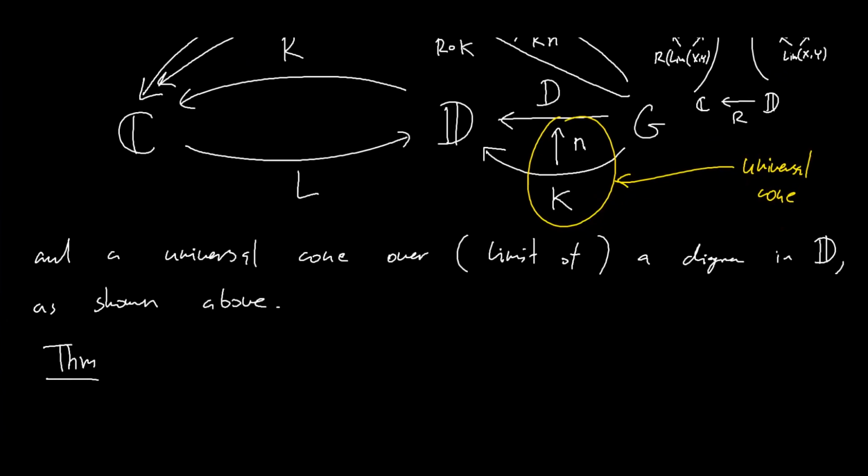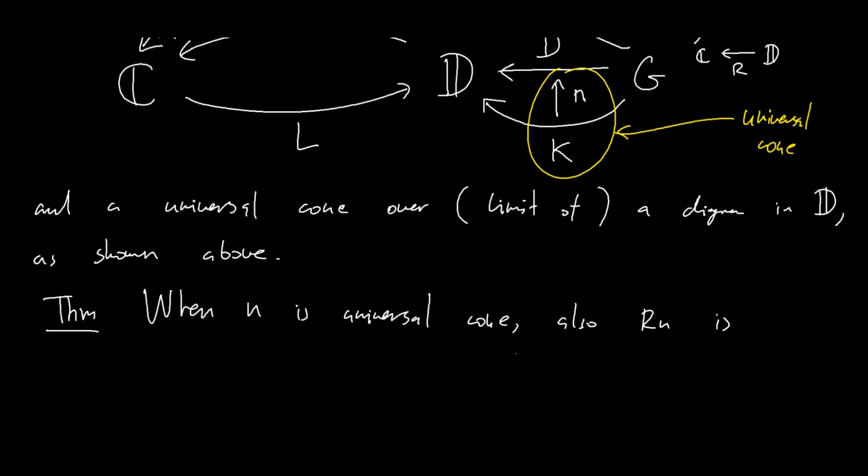The theorem says that when n is a universal cone, also Rn is a universal cone.